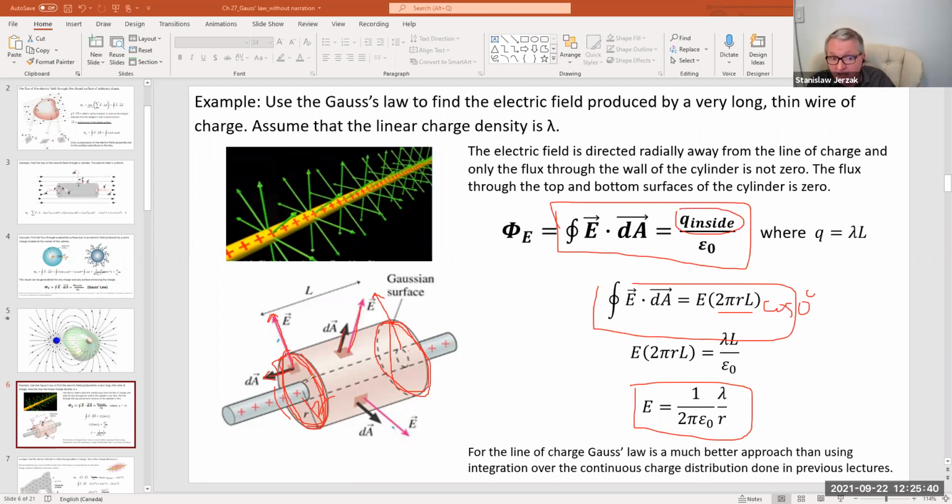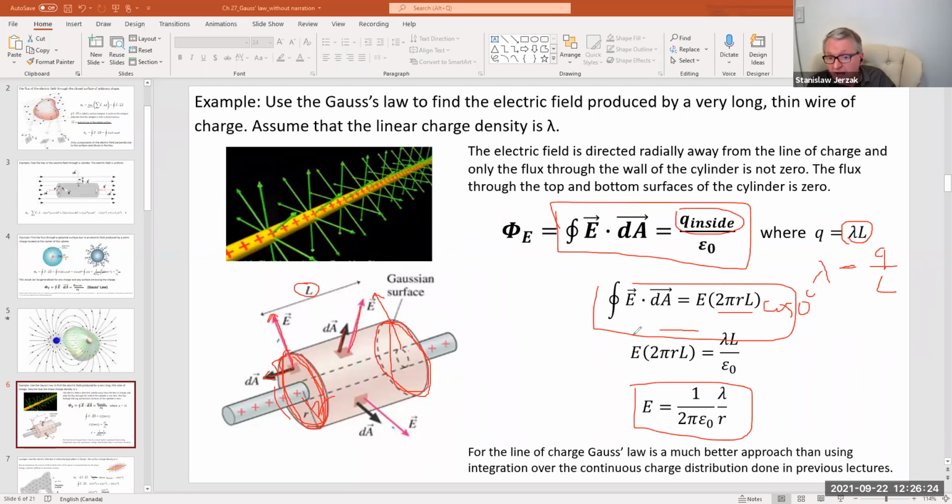And how much charge is inside of the cylindrical surface? We can find it if we assume that lambda, the linear charge density, is given. If lambda is given, then the charge Q inside, and remember that lambda is equal to the charge divided by length. So if the length of that cylindrical surface is L, then the amount of charge inside of the surface would be equal to lambda times L. That would be the net charge inside of the cylindrical surface, right? Do you agree with me? So the Q inside is lambda times L.